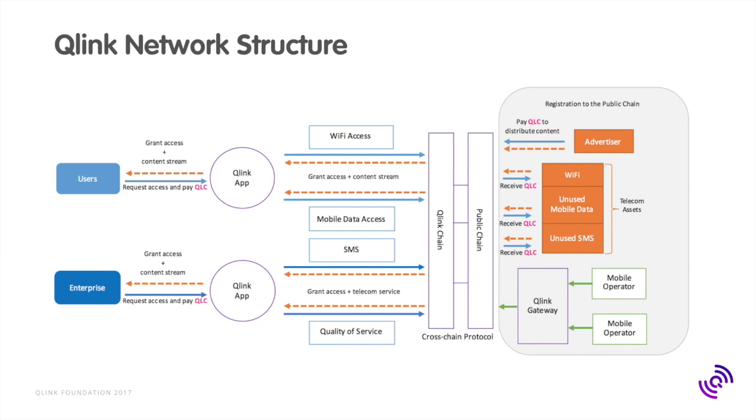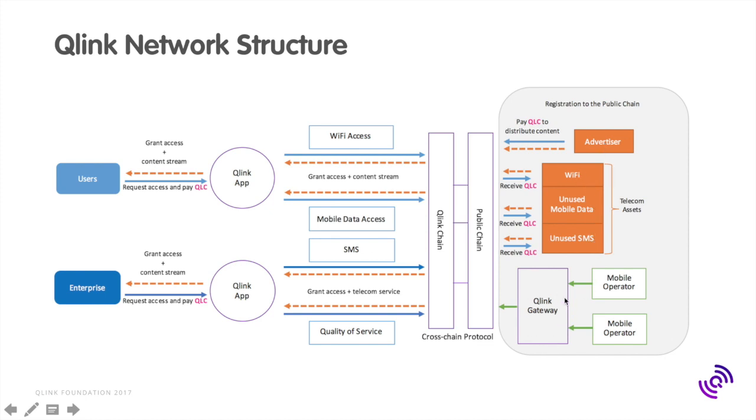Now this diagram is the basic Qlink network structure, and it goes back to what I was talking about a few slides ago. Here we have all the users who are registering their services to the network. We have different kinds of services. Advertisers can register content, or regular users can register content as well. You can register Wi-Fi, data, SMS.